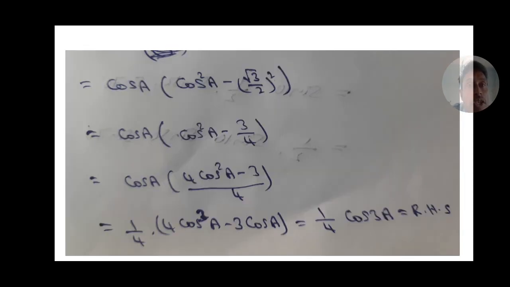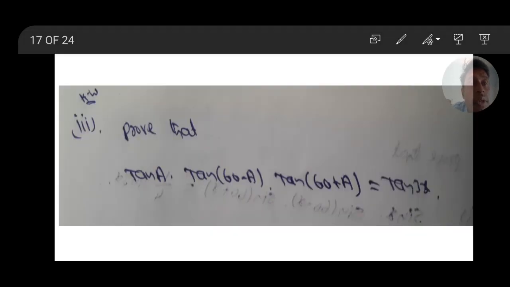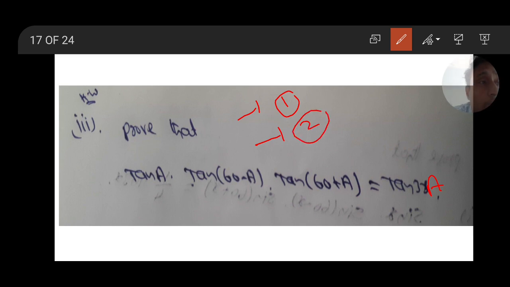Okay, next, prove that tan a, tan(60 minus a), tan(60 plus a) equals tan 3a. It is not x, it is 3a, tan 3a. Okay, we have to prove. How? We take the first result, sin a, sin(60 minus a), sin(60 plus a), as equation 1, and the second result, cos a, cos(60 minus a), cos(60 plus a), as equation 2, and divide these two equations to get this answer.